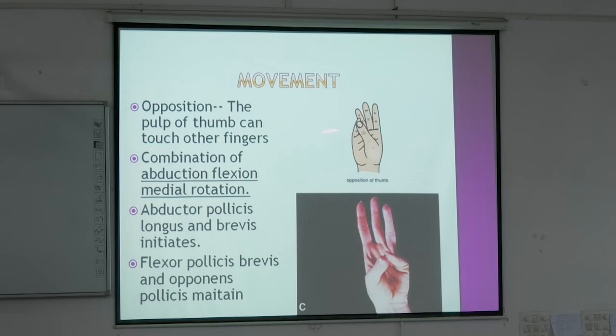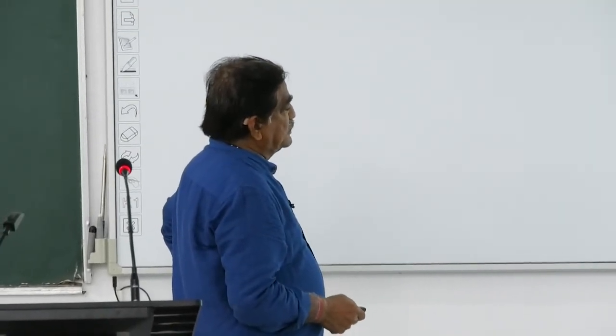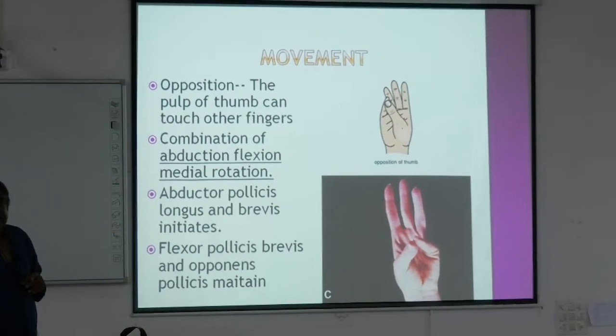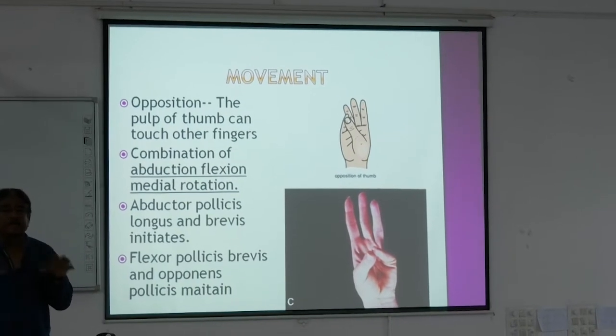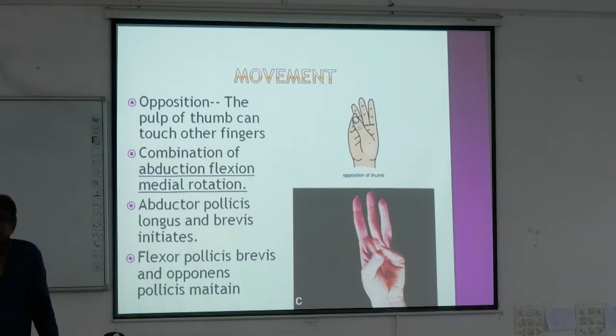Pulp of the thumb can touch the other fingers. Combination of abduction, flexion, medial rotation: abductor pollicis longus and brevis initiate, and flexor pollicis brevis and opponens pollicis maintain. Now, one thing I tell you: a person who comes with a hand injury, you tell him to open the fist, close the fist, and see if the tendons are visible.